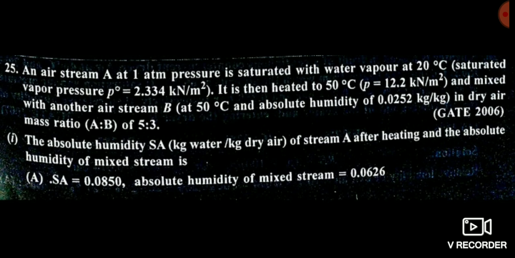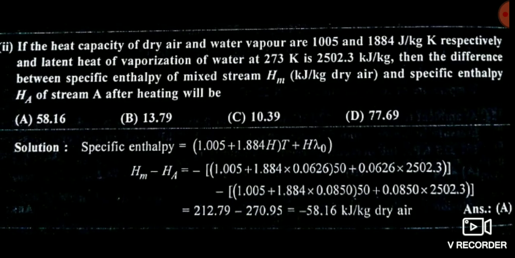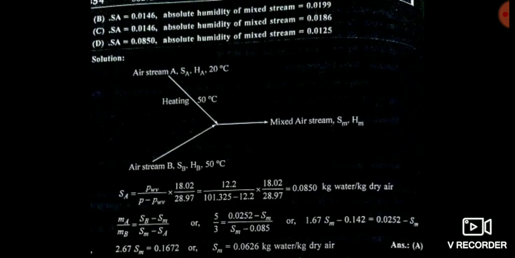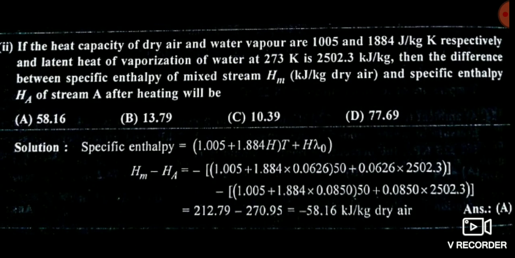You can see that here the final stream temperature is 50 degree, and we have calculated the absolute humidity of the mixture, that is SM is equal to 0.0626. This is the part B of the previous question only. So we will easily put all these values, because the absolute humidity of the mixture we have calculated, that is 0.0626, and also the temperature is given, 50 degree Celsius. So we will put all these values, we can get our answer, that is 58.16 kilojoule per kg.